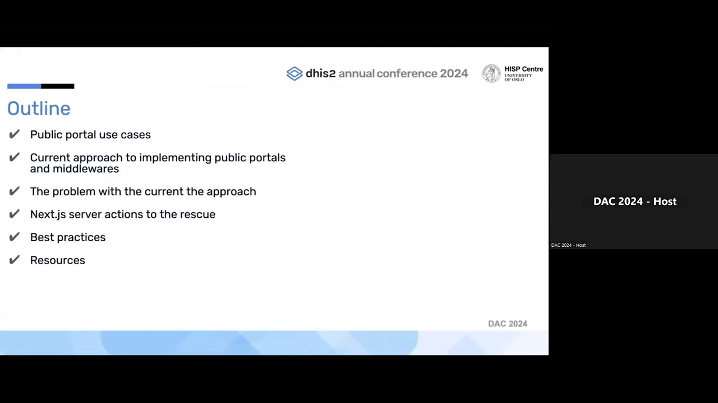We're talking about some use cases, public portals, current approaches that are being used to implement public portal middlewares by the DHIS2 community, various ministries of health and partners, and the problem with this approach, and the novel Next.js Server Actions that can help better secure our public portal middlewares, some best practices, and some links to some resources.